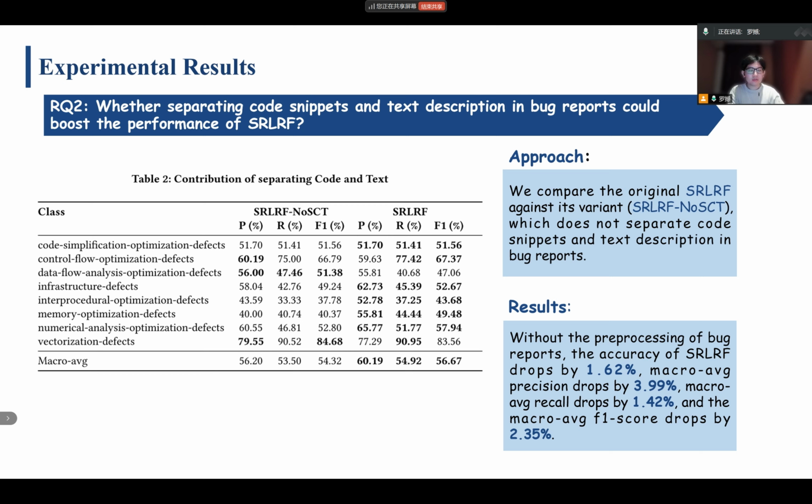1.62%. Macro average precision drops by 3.99%. Recall drops by 1.42%, and F1 score drops by 2.35%.